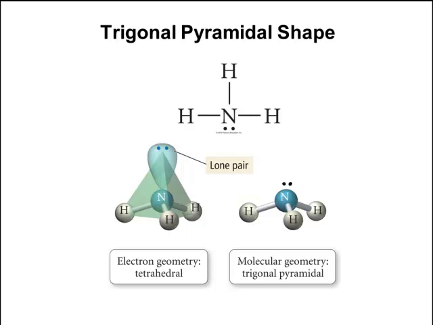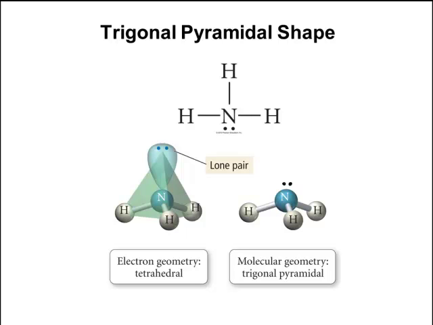Why is it called trigonal pyramidal? Well, if you look at the way that's situated, those 3 hydrogens aren't in the same plane as the nitrogen. That nitrogen is sitting up a little bit. Because that nitrogen is sitting up a little bit, it forms a little pyramid, where the nitrogen is the apex of the pyramid. The 3 hydrogens are the base of the pyramid. Those 3 hydrogens form a triangular base, so trigonal pyramidal.